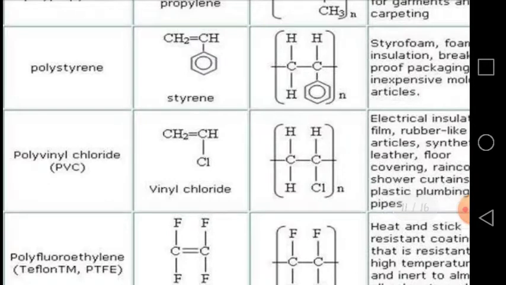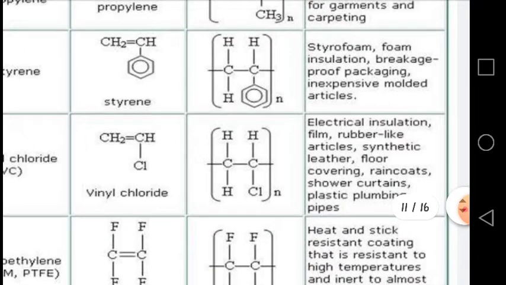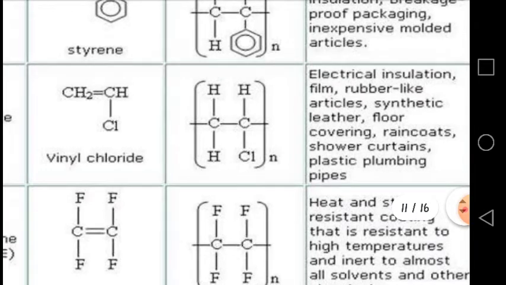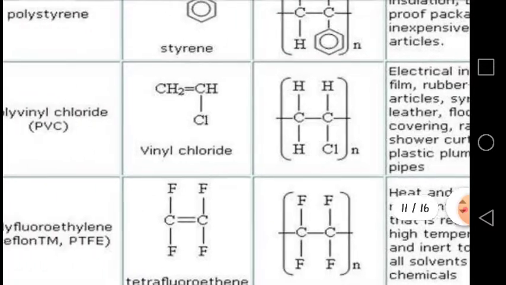Now the polyvinyl chloride. This is the monomer vinyl chloride. This is the repeating unit, and the uses: they are used as electrical insulation, film, rubber like articles, synthetic leather, floor covering, raincoats, shower curtains, plastic plumbing pipes. So there are so many uses of polyvinyl chloride.